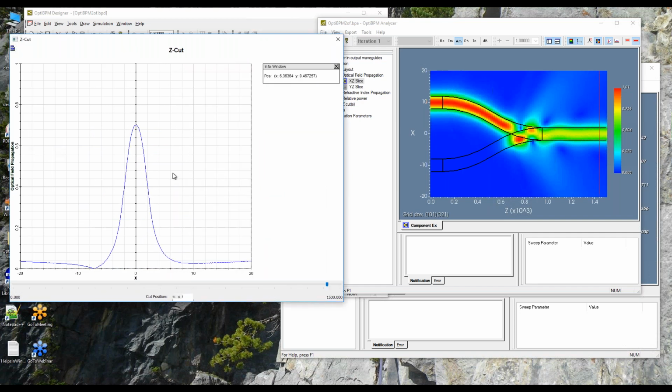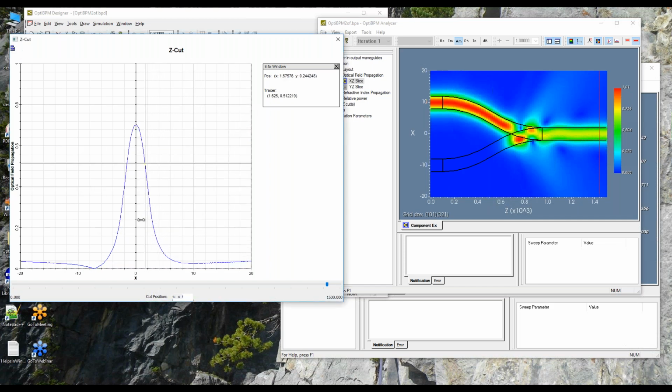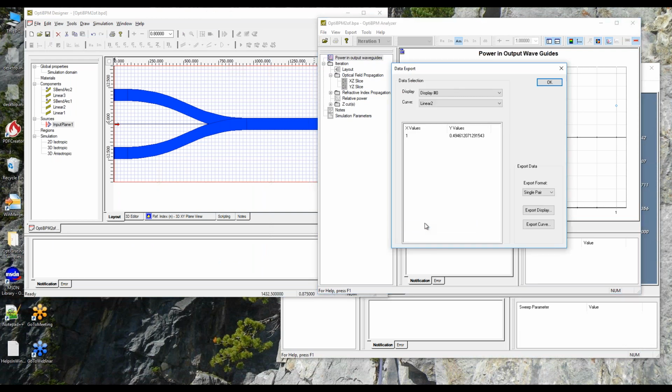Let's have a closer look. And we get about 0.7, about 0.7, 0.7 squared. It's about a half. And then we look at the power in output waveguides report from OptiBPM, and it confirms it, 49%.